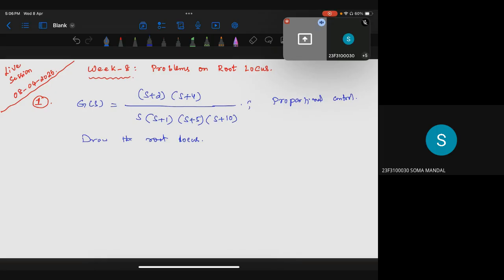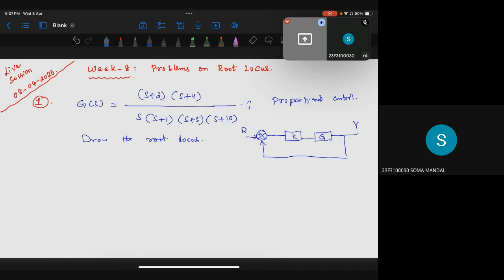So basically, how do we draw the root locus? First, we have this G(s), then we have this proportional controller, then we have the output, then a reference input. We have a summing point here, and then this feedback. Assume that the feedback is unity, so this is plus and minus.